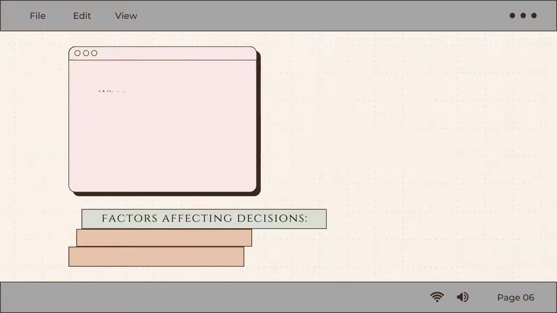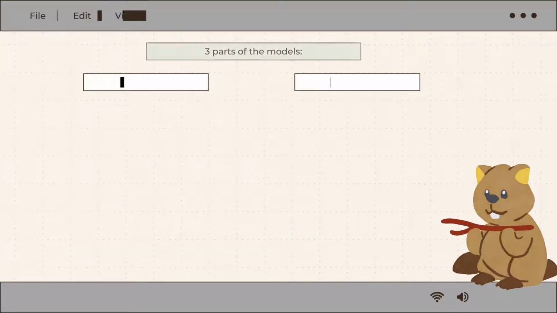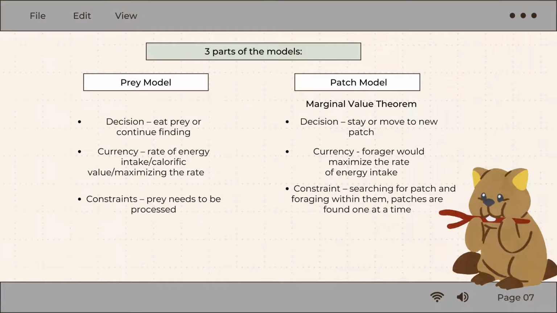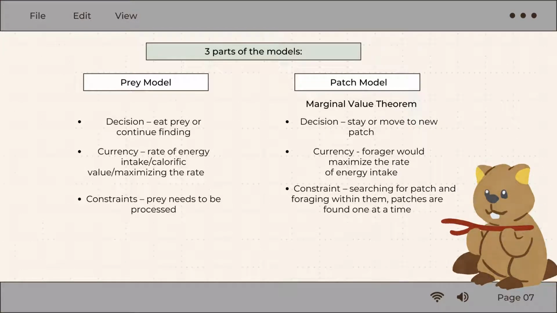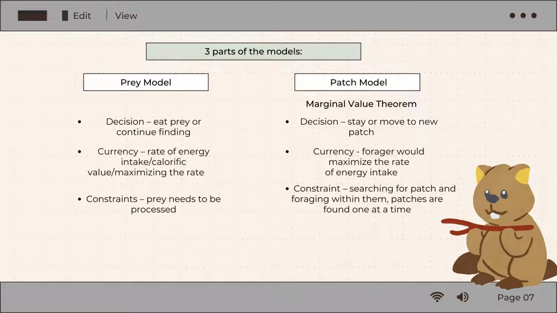over H2. Meanwhile, for the patch model, the forager animals must decide the time needed to stay in the patch before leaving and finding a new patch. The factors affecting decisions are richness of patches and distance between patches. There are differences between three parts of the patch model and prey model, which are decision, currency, and constraints.